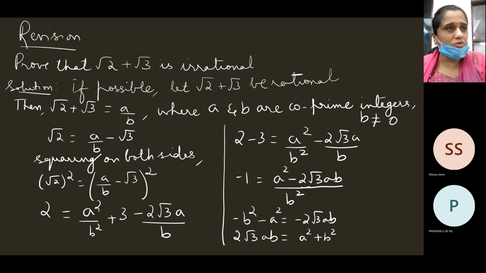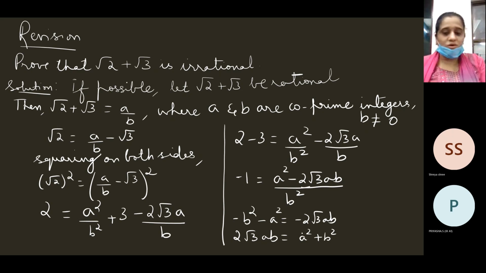You can work it any way, whether you transpose or you don't, that is your choice. The thing is, you're going to have root 3 on one side and take all the others to the other side. So I have transposed 3 plus 3. So 2 minus 3 is equal to a square by b square minus 2 root 3 a by b. So 2 minus 3 is minus 1 is equal to, the common denominator is b square, so a square minus 2 root 3 ab, correct? Now cross multiply. When you cross multiply, minus b square, and I'm transposing a square, so it comes to the other side as minus a square. Minus b square minus a square is equal to minus 2 root 3 ab.